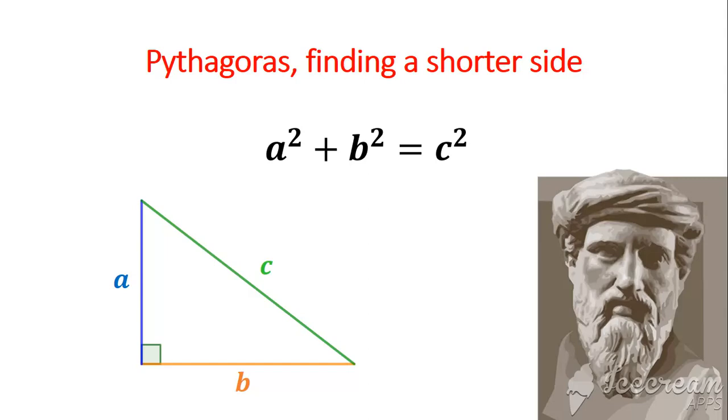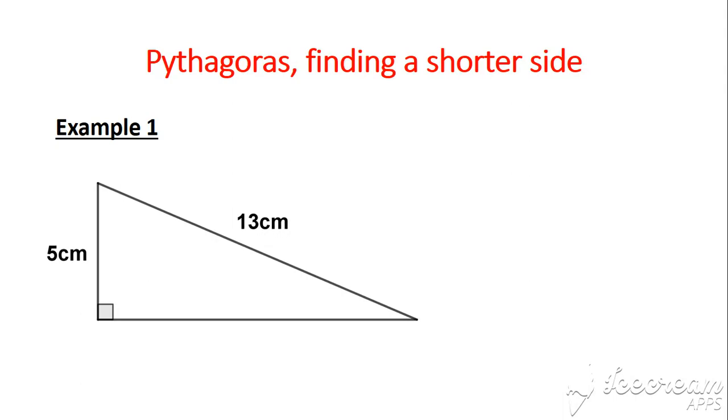Here's the rule that Pythagoras proved. A squared plus B squared is equal to C squared. Right, cool, let's get into some examples. Here's our first example, number 1.